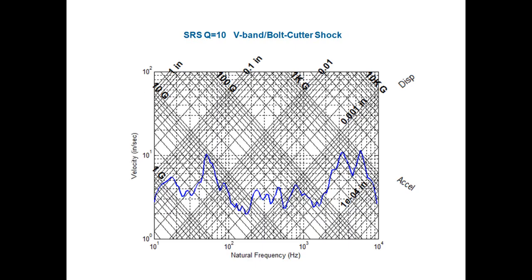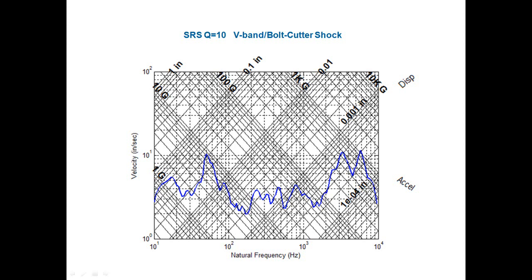So let's go back to that V-band acceleration time history. This was a separation event, the ground test. There's actually a shroud separation. Along the y-axis, we have velocity in inches per second. Along the x-axis, natural frequency in hertz. And this is SRS, Q equal to 10. I'm presenting this in what Gaberson would call the four-coordinate plot, or I tend to call it a tripartite plot.